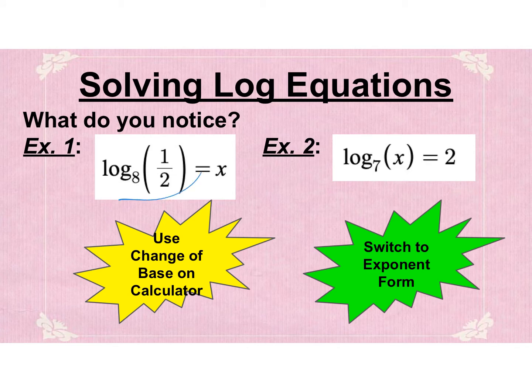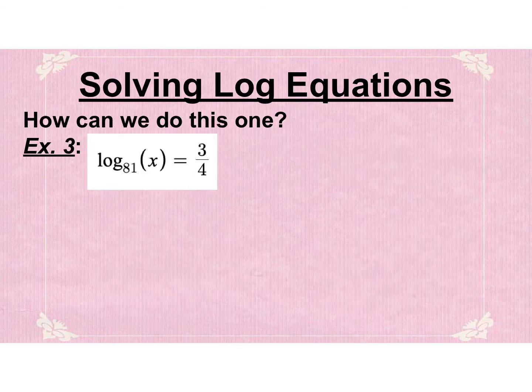So when you have everything on the left, all those numbers, log base something of some number, you can use your calculator along with the change of base formula. When you don't know what you're taking the log of, then you're going to switch to exponent form. So how can we do this one? Well, I don't know this x, it's kind of right in the middle, so I'm going to switch to exponent form, which is 81 to the 3/4 equals x. And now we can do that on the calculator, and we're going to get 27.